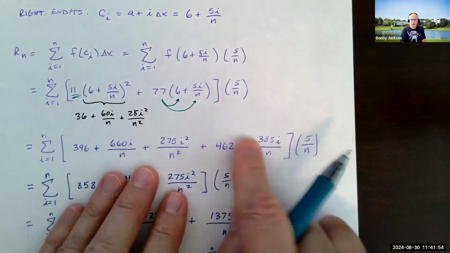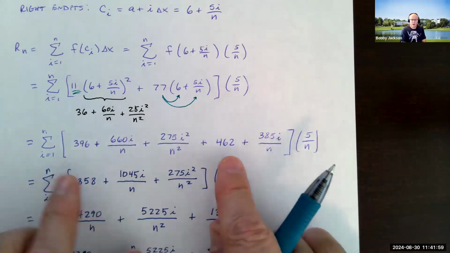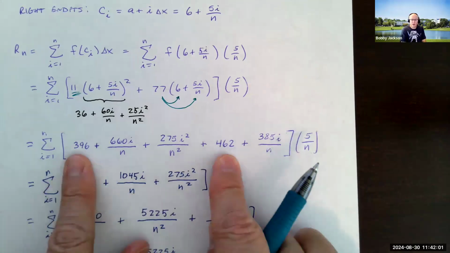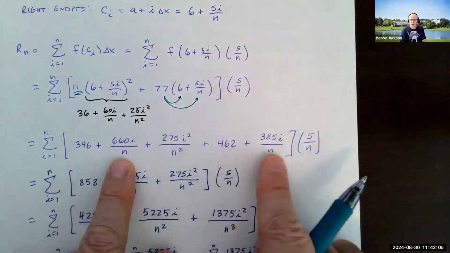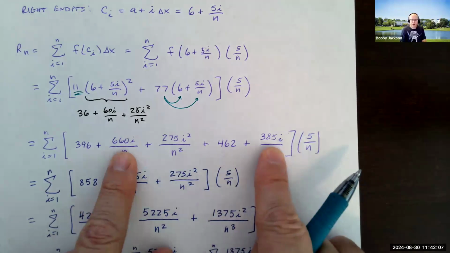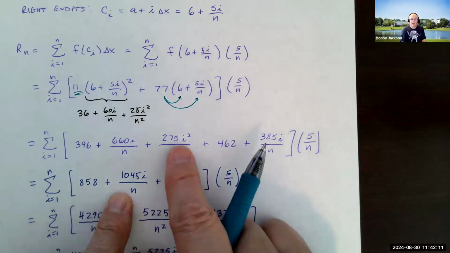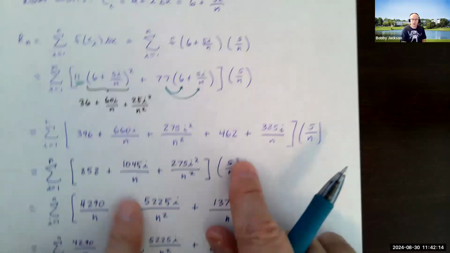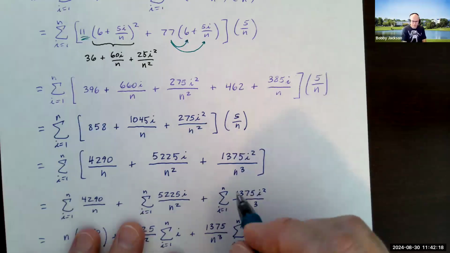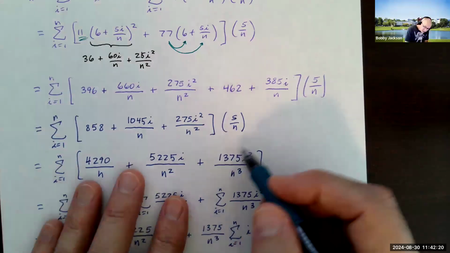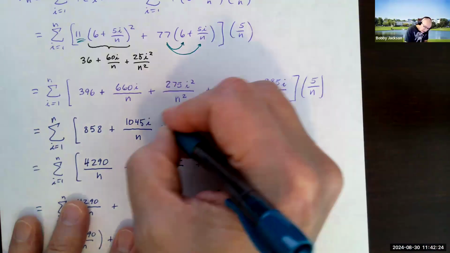But before I do that, let's combine like terms. What's 396 plus 462? Well, it's 858. And notice these two have a common denominator of n, so 660i plus 385i is 1045i over n, and then I have this one. So just simplify, it makes it a little bit easier. That way you don't have a bunch of sums when you look at the power sums later. Now I'll finally distribute one more time. We're using the distributive property like crazy here over these.